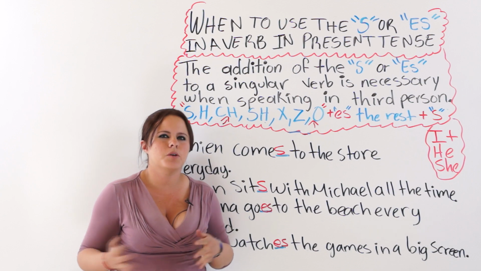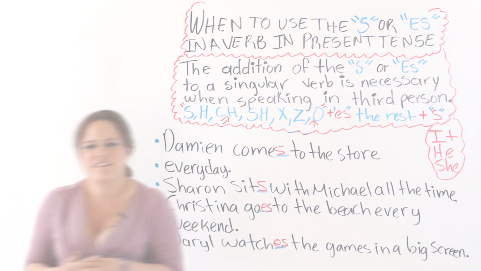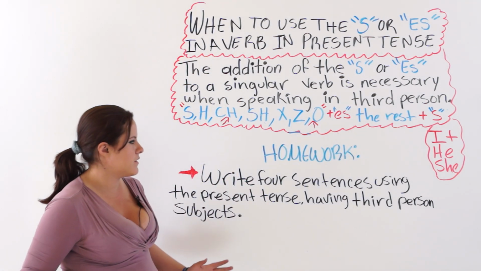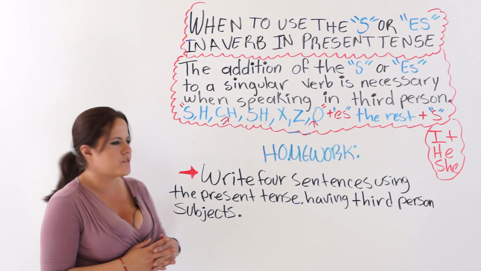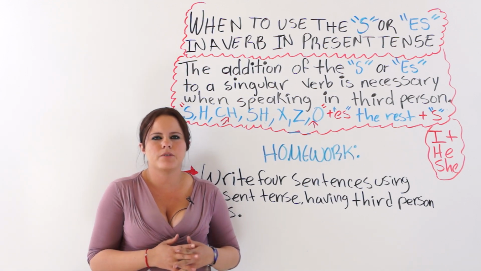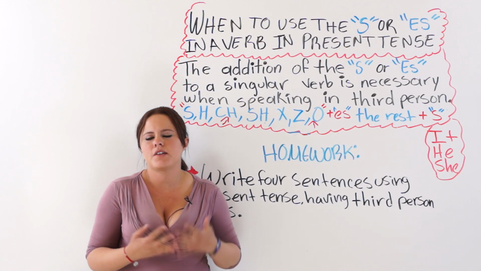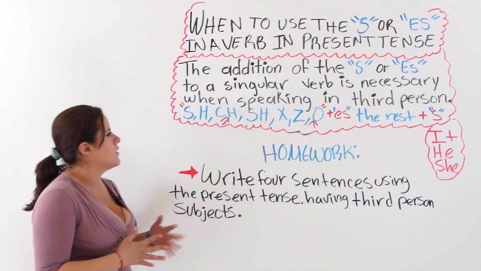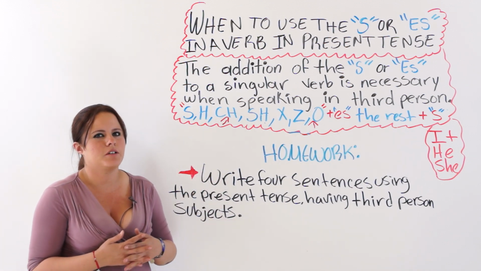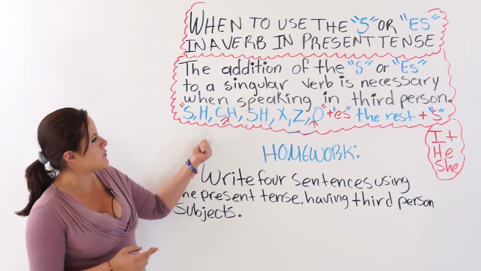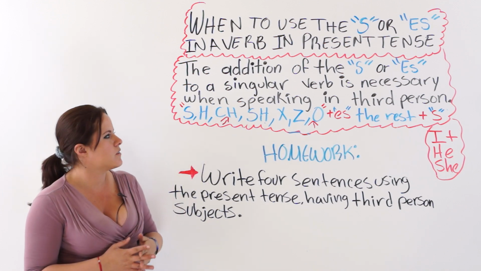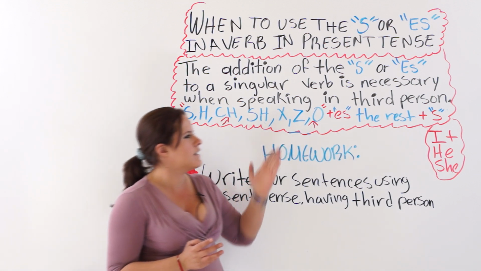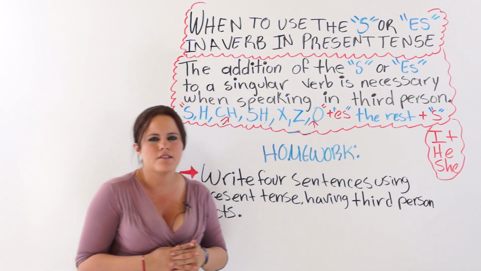Next, I will leave you some homework so that you can keep practicing at home. For homework, write 4 sentences using the present tense having third person subjects. Now, you know that when you have third person subjects, you must add an S or an ES at the end of each verb. Alright, so remember the rule, and if you need to, please write it down, that when you have a verb that ends in one of these letters or sets of letters, you will add ES, and to the rest of them you will add S when speaking in third person.